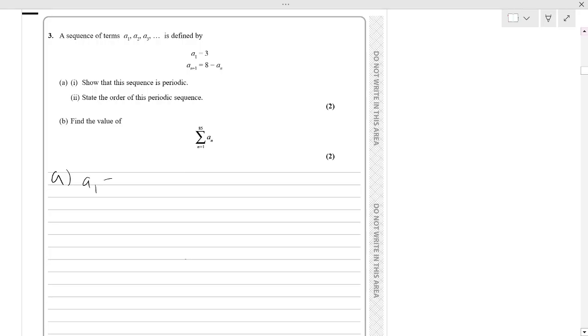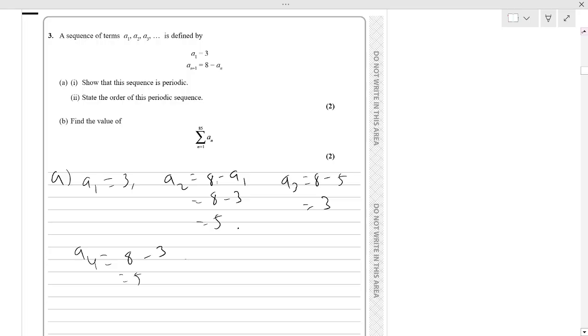So we know a_1 is 3, so then what would a_2 be? Well, it's going to be 8 minus a_1 by this rule. But we know a_1 is 3, so it's 8 minus 3, which is 5. And so then a_3 is going to be 8 minus a_2, which is 8 minus 5, and that'll get you 3. Then a_4 would be 8 minus 3, which should be 5.